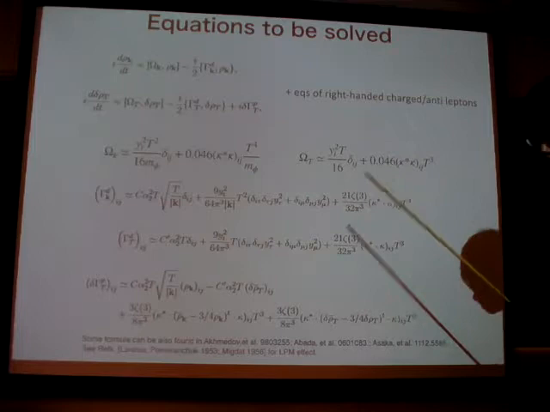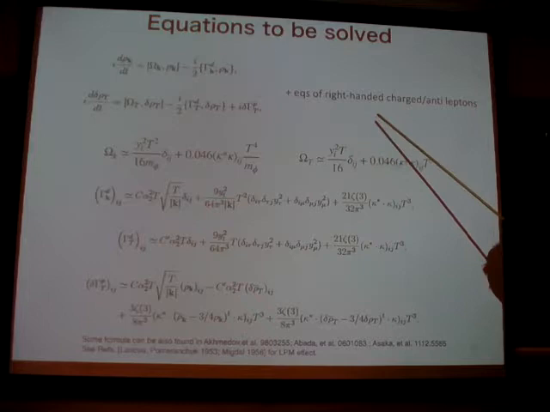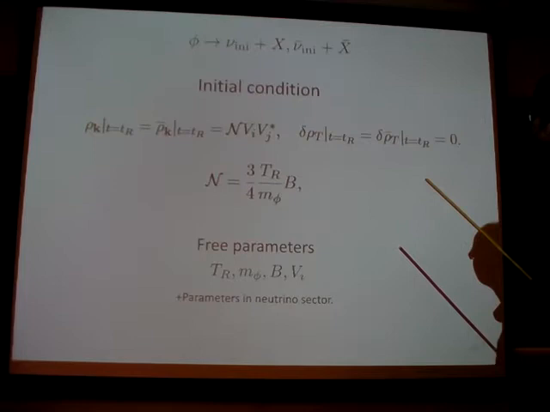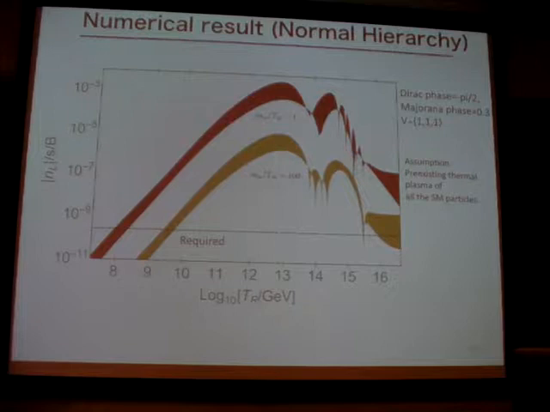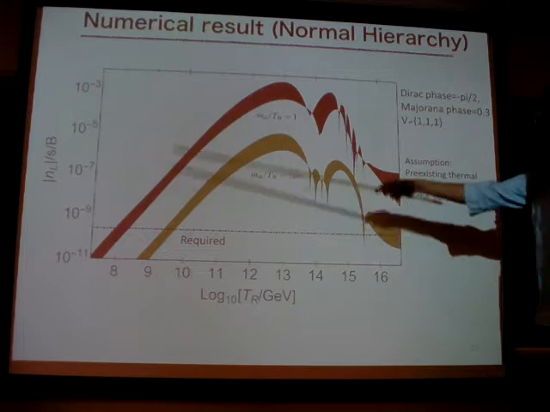Also, we have solved the equation for the right-handed charged leptons and the anti-leptons. Now, initial conditions can be set like this. This corresponds to the previous discussion. And then we can solve the kinetic equation to obtain the numerical result. So the horizontal line is the heating temperature. Vertical line is the amount of asymmetry divided by the branching ratio of the inflaton decay.